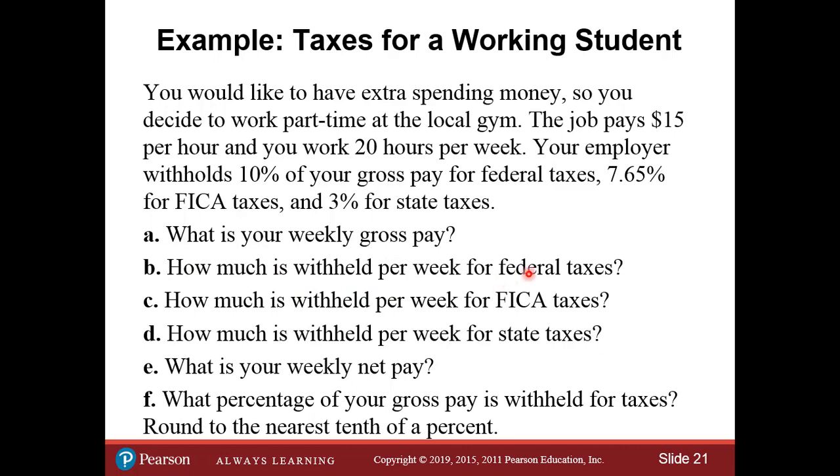Okay, well, you're going to withhold 10% of your gross pay for federal taxes. So that's going to be 10% of your $300, which is then going to be $30. So you pay $30 out of your check for federal taxes. And then how much is withheld for FICA taxes?